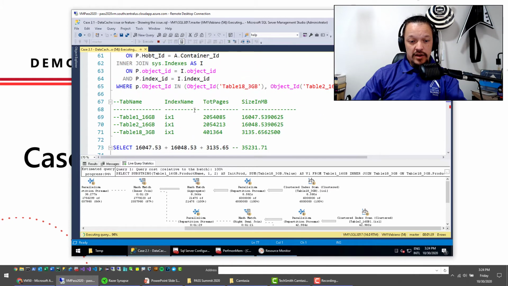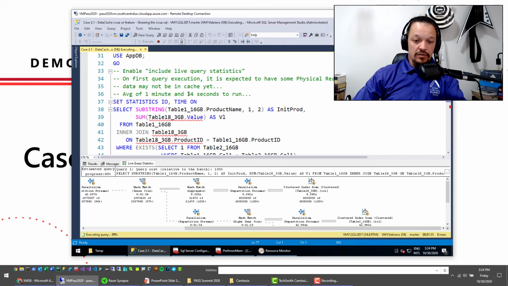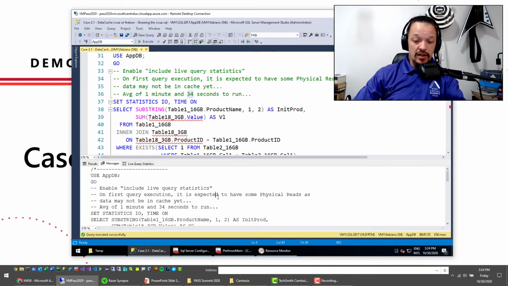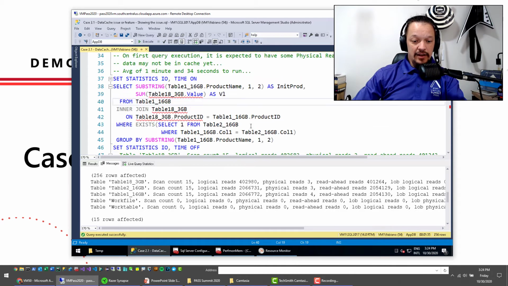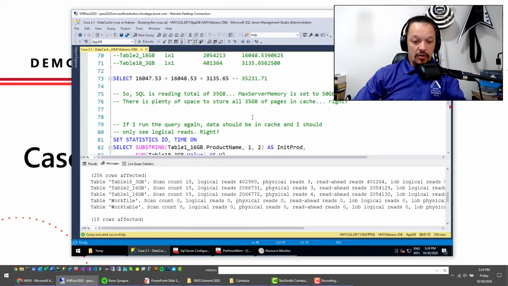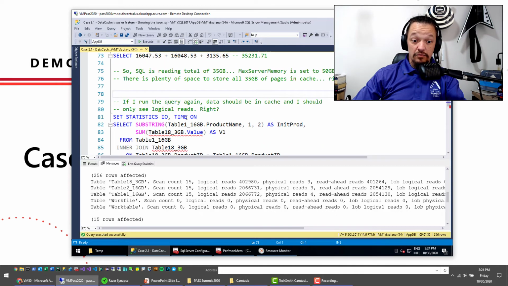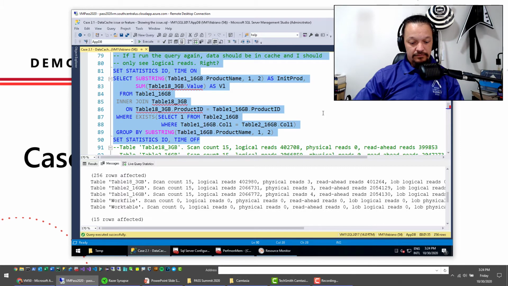So the query is running. The first time it is going to take the whole 1 minute and 34 seconds. Yep, it finished. It took 1 minute and 34 seconds and it did all the physical reads we were expecting. That's fine. We already know how big they are. If I run the query again, we should see logical reads, right? I just ran it. Let's try again.